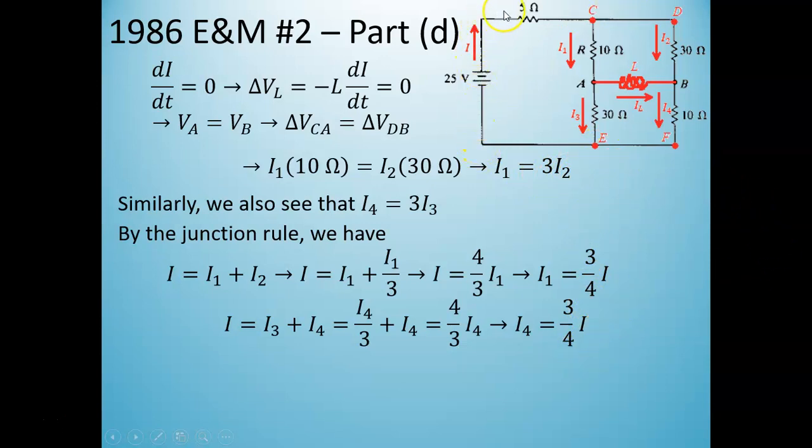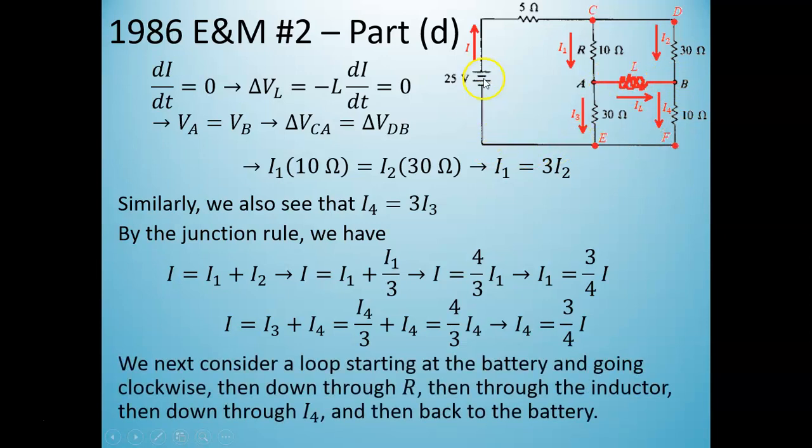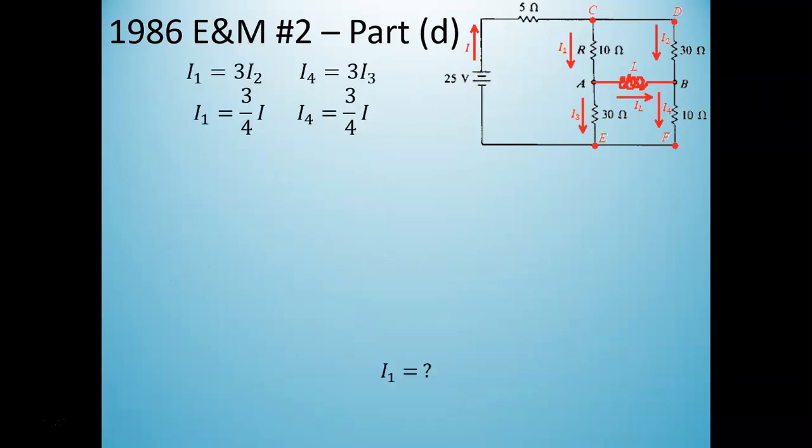We're going to start at the battery and go this way. Start at the battery, go out, the only way we can go so far, but at point C we're going to go down through R, and then we're going to go through the inductor going from A to B, and then from B to F, and then F all the way back to the battery. So that is going to give us the last equation that we're going to need.